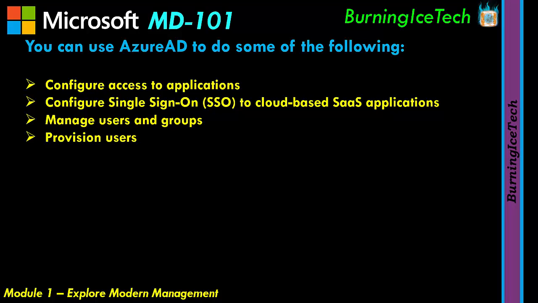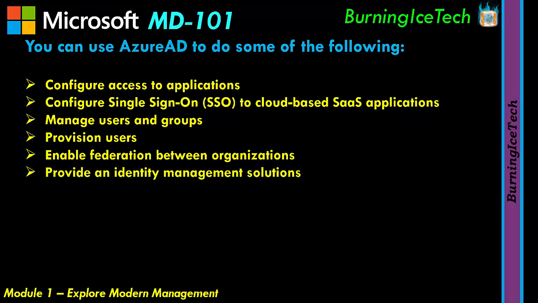You can use the Azure Active Directory to enable federation between organizations if your company makes use of that. Not all companies use that, guys. You can use the Azure Active Directory to provide an identity management solution. Any Active Directory of sorts, whether we're talking about the cloud or the online one or whatever, is called an identity management solution. A user account is normally referred to as an identity, in case you guys are wondering what the cheese we're talking about.